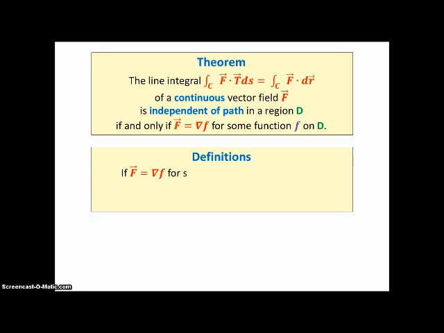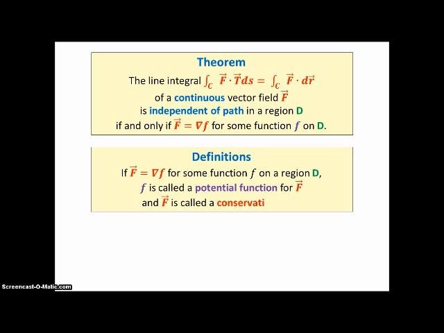Now here's some more definitions. If F in fact is a gradient vector for some function f on a region D, then f is called a potential function for F, and F is called a conservative field.